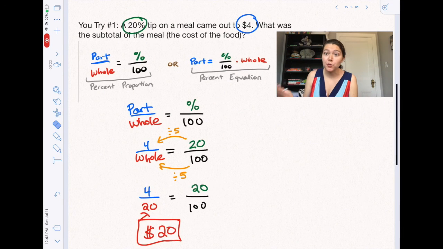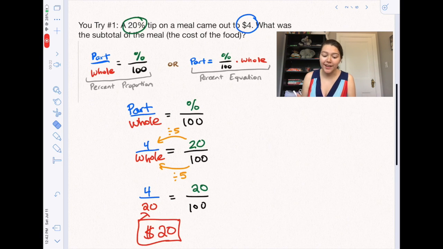Okay, and you should have gotten $20. So I used the percent proportion method. If you used the percent equation method, that's fine too. But for the percent proportion, we can see 4 times 5 is equal to 20, so 20 divided by 5 equals 4. So to come up with an equivalent ratio to 20/100 that has a numerator of 4, you're going to divide 100 by 5 as well. And then you get 4/20, so that means our whole is equal to $20. So that means the cost of the meal is $20.